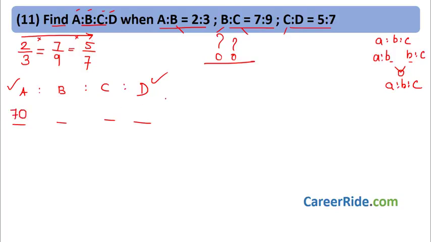What is the last value? Just multiply the denominator. Exactly opposite, right? 3 into 9 into 7. 9 7s are 63. 63 into 3 is 189. Okay, so we got the first and last value. Okay, very easy. Now how to calculate these middle values?